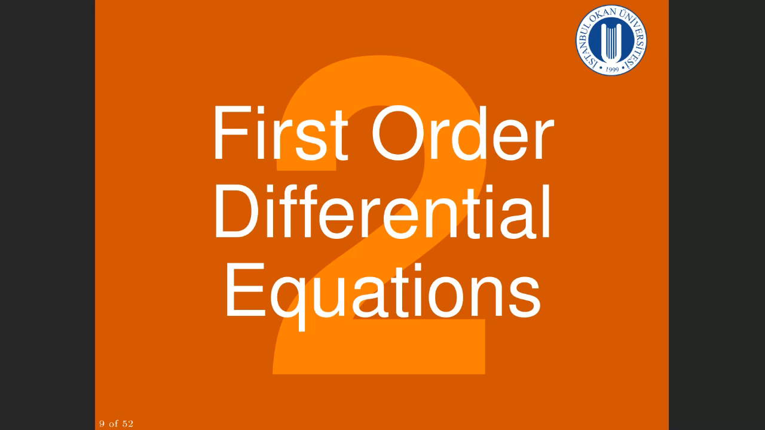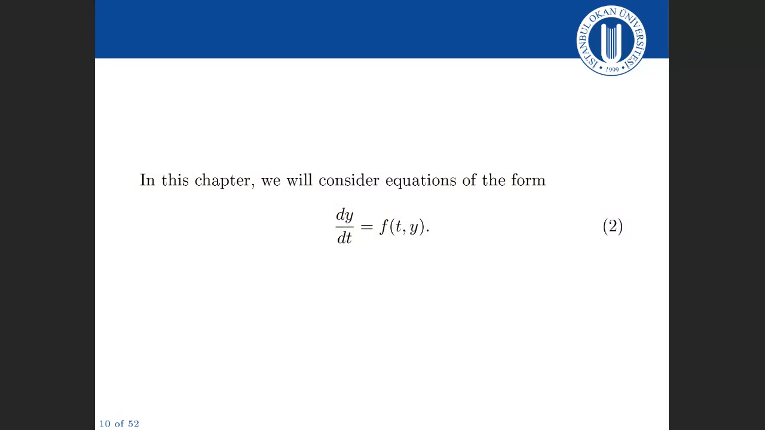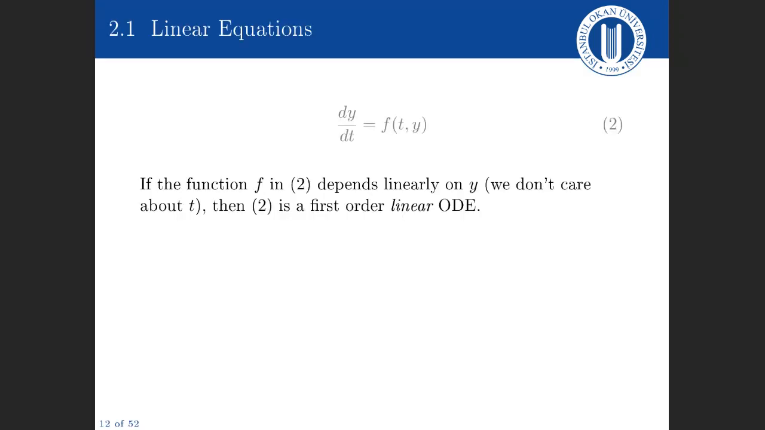Chapter 2 is about first order differential equations. In this chapter, we're going to be studying equations of the form dy dt is equal to some function of t and y. And the first type of first order equation we're going to study is linear equations. As we've just talked about, the equation is linear if it's a linear equation in y. We don't care about t. So this equation is linear if and only if the function f is a linear function of y.